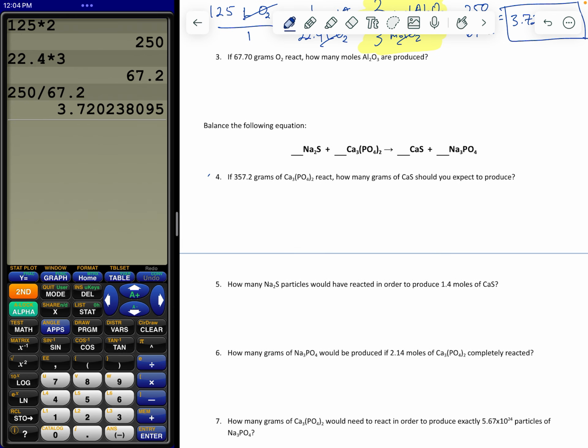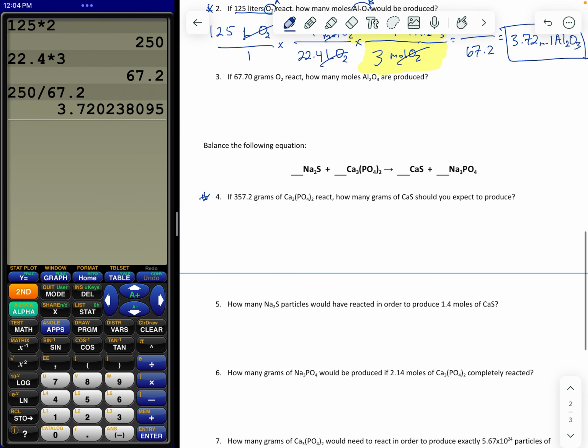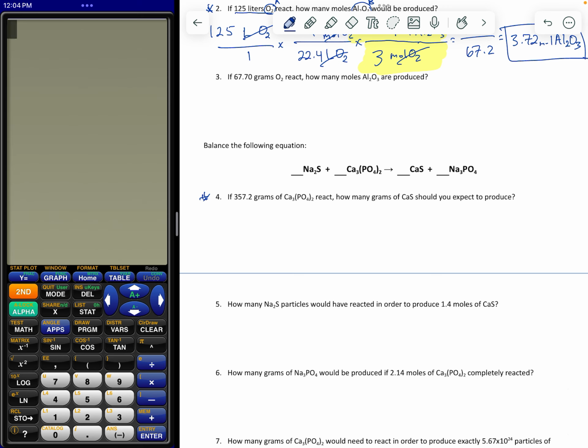So let's do number 4 here. I want to do number 4 because this one is going to be a little bit different, going to something a little bit more than just the mole unit itself. Over here, I see I have 2 and 3, so I'm going to flip-flop those for the coefficients. I'm going to have 3 here and 2 here. No, I'm sorry, it'd be a 3 here. So here's our balanced equation. Again, I'll put the 1 there as a placeholder for now.